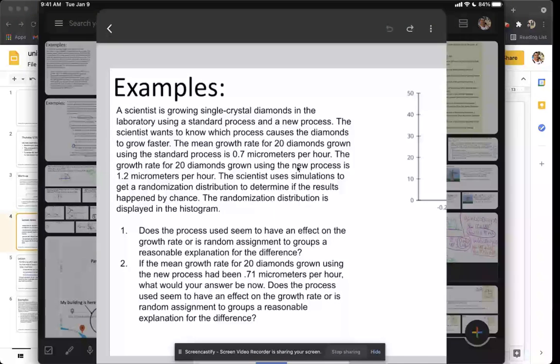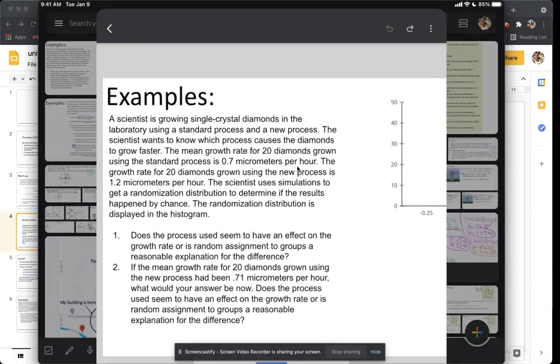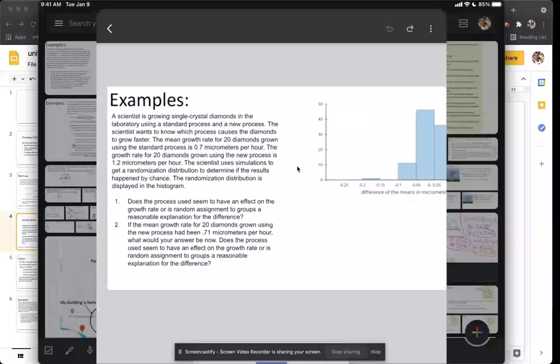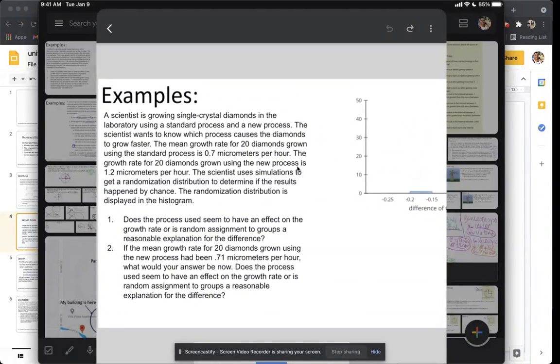The mean growth rate for 20 diamonds grown using the standard process is 0.7 micrometers per hour. The growth rate for 20 diamonds grown using the new process is 1.2 micrometers per hour. The scientist uses simulations to get a randomization distribution to determine if the results happen by chance. The randomization distribution is displayed in the histogram. Does the process used seem to have an effect on the growth rate?